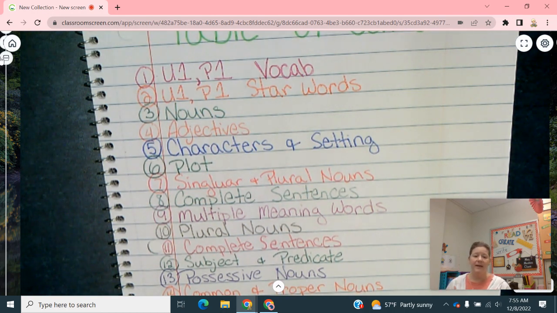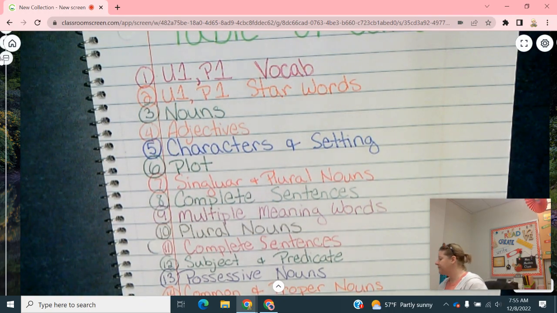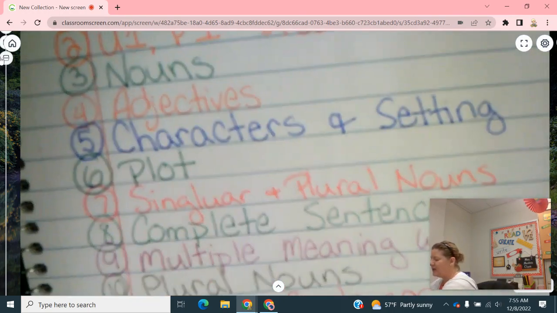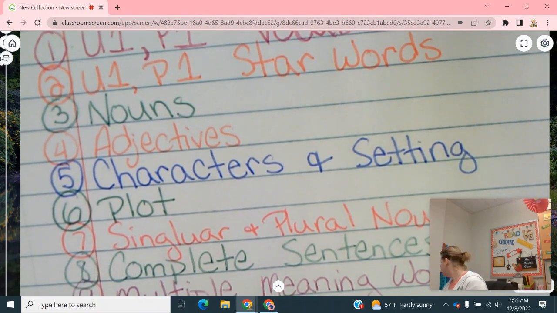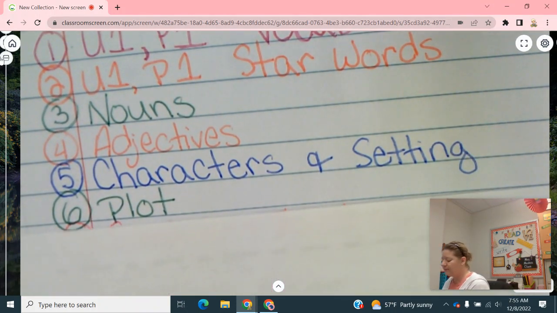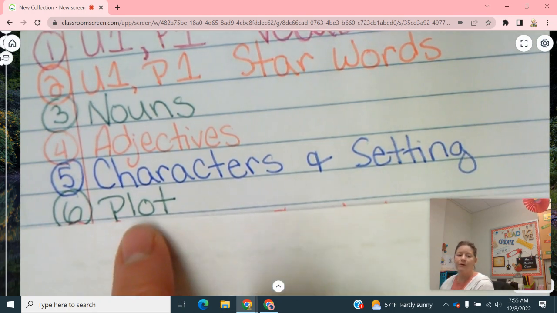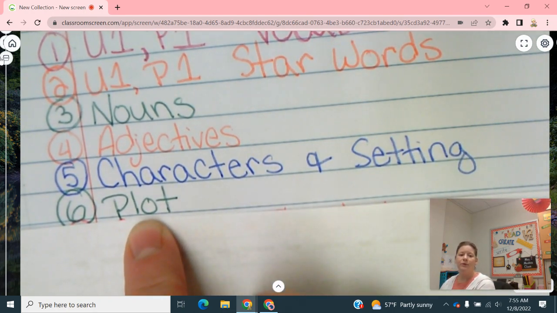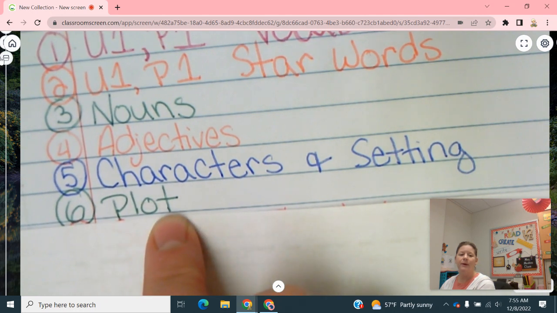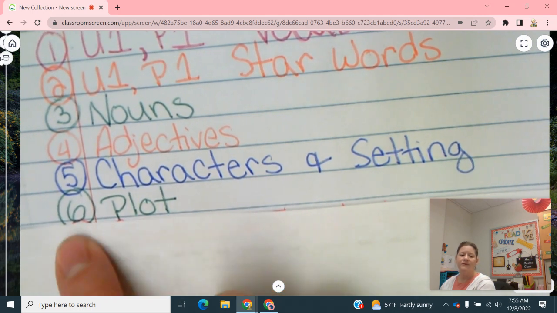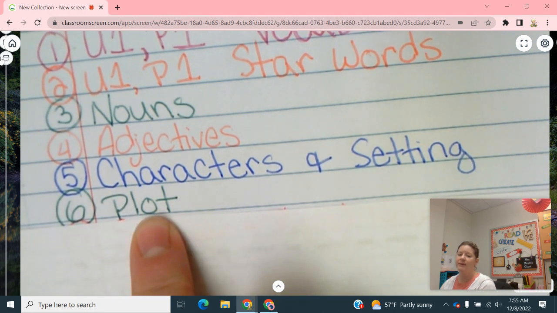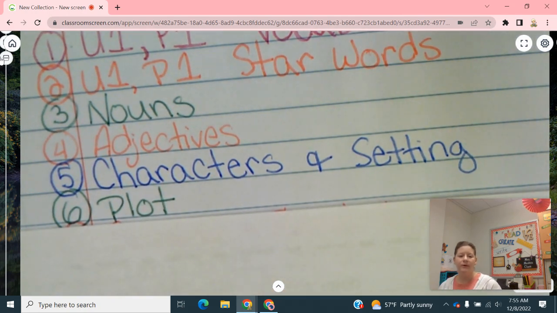I already have my plot page created, so you're going to follow along what I've already done. So in your notebook page, you're going to put down your next page number, and you're going to write plot for your title. Today we are talking about plot. This was page 6 for me, but it might be a different page number for you, and that's okay. Remember, you can pause this video at any time to give yourself more time to set up your notebook.